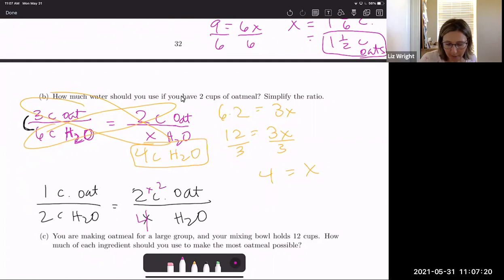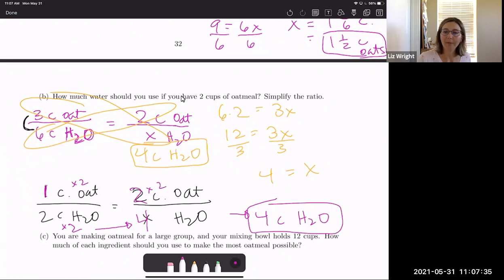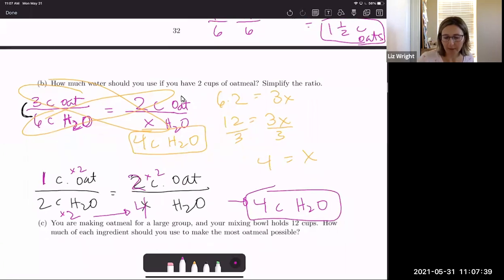Or you say, how do I get from 1 to this 2? And it's, well, 1 times 2 gives me 2. So 2 times 2 is going to give me 4. And so then your answer here would be 4 cups of water as well. So there's so many different ways that you guys can do this, and you guys might have picked a different way to do it, and that's also fine.